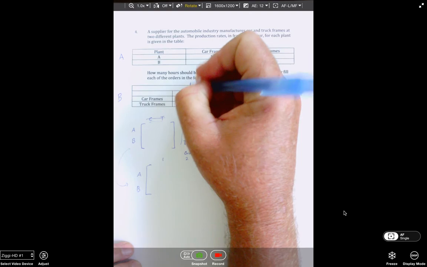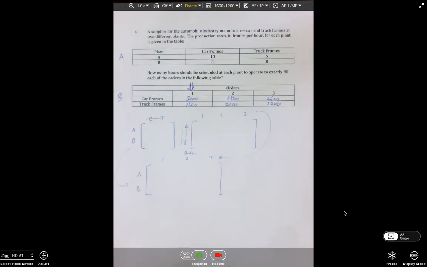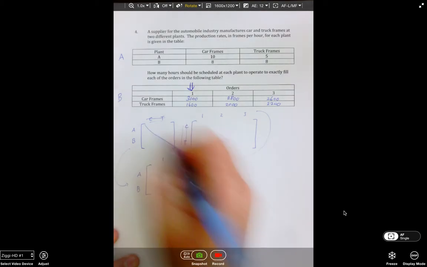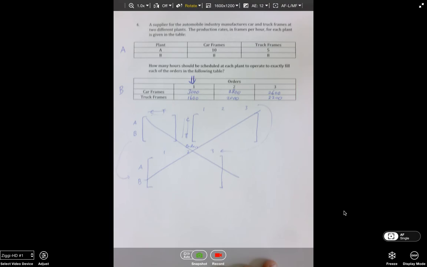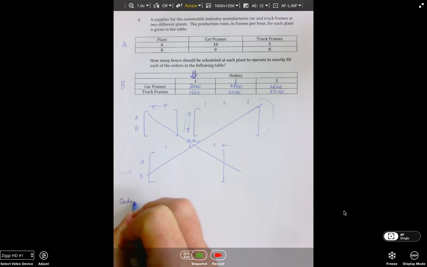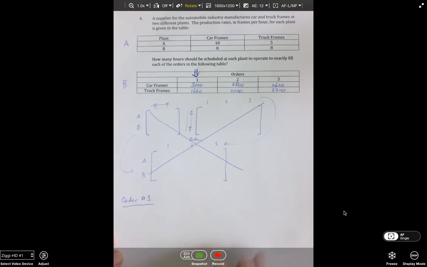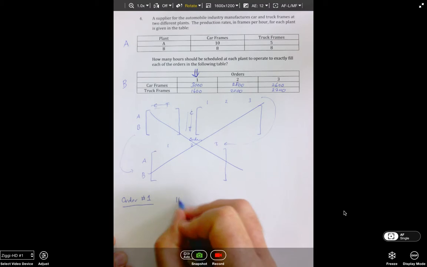So guys, what we have to do is we have to look at these problems independently of the other one. So although I set it up to work like this, when I sat down and helped the people in the math lab work the problem, I realized, well, this isn't a multiplication problem like I thought. It is just a system of linear equations problem. So guys, the first one, for order number 1, we know that from plant A, we have 10 car frames.